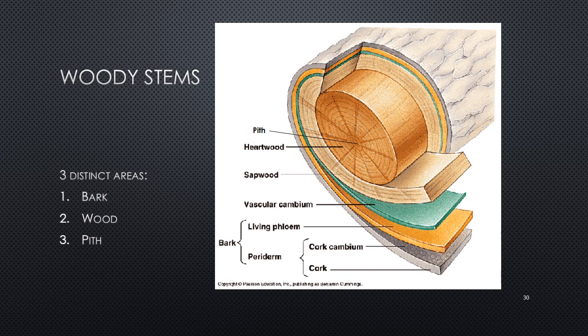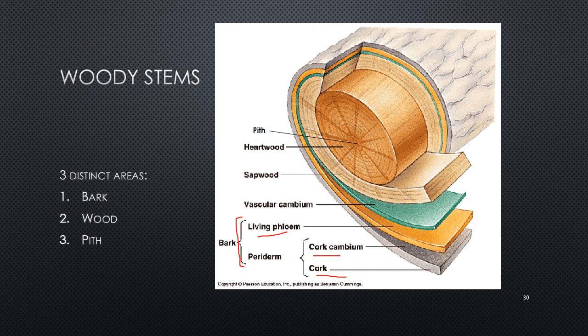So looking at our woody stem, and this is at maturity of a woody dicot stem, it's going to look very different from an herbaceous dicot stem. But there are three distinct areas within a woody stem. So first we have what we call the bark, and the bark has living phloem, and what is also referred to as the periderm, which we talked about before, which is the cork cambium and the cork that it produces. So bark has cork cambium and living phloem.